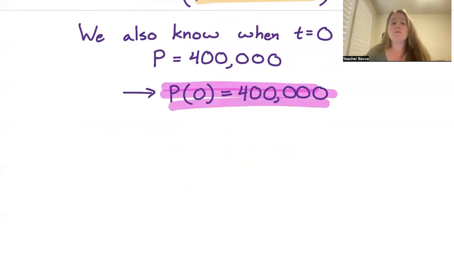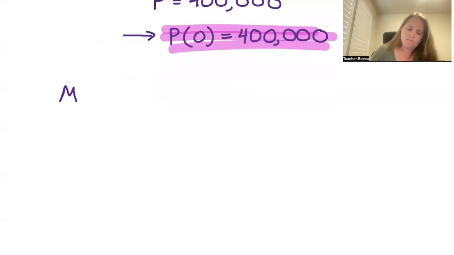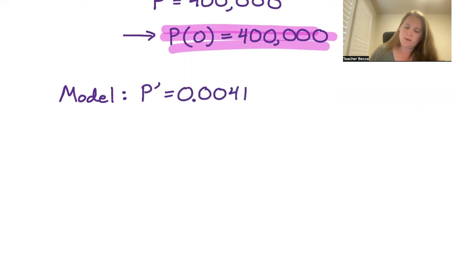So these two pieces of information together form what is called an IVP, or an initial value problem in differential equations. So our model is P prime is equal to 0.004 P, with P of 0 equaling 400,000.